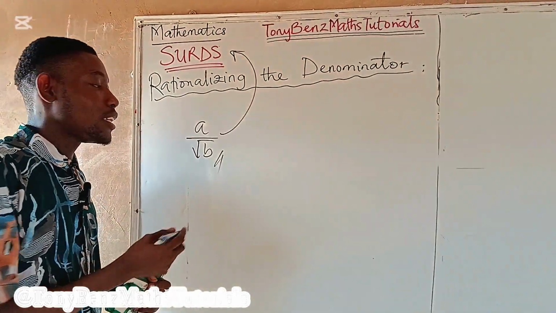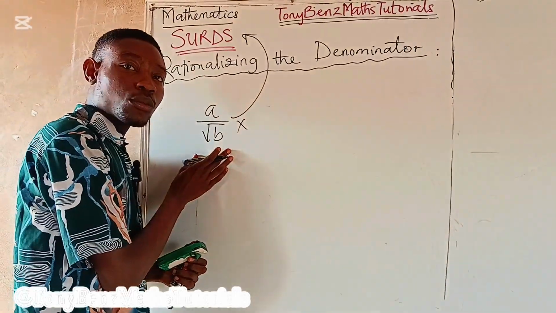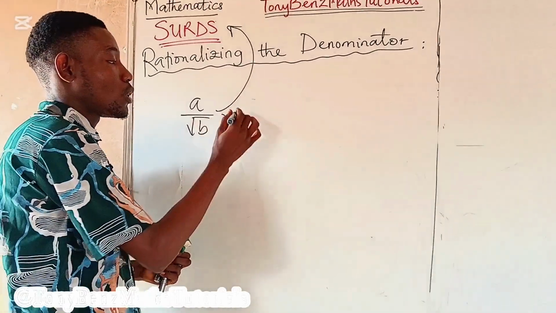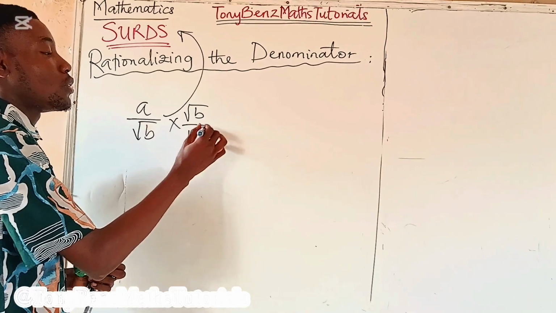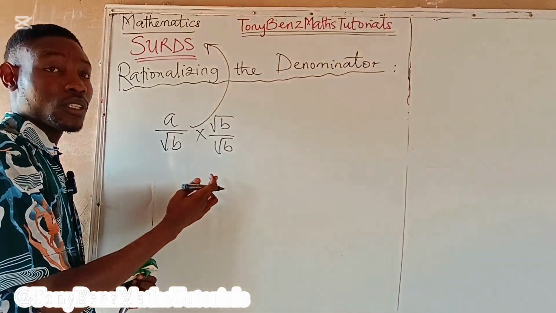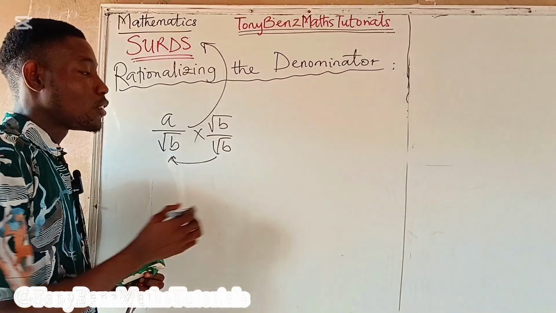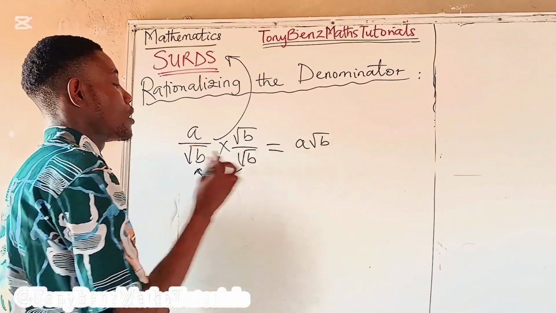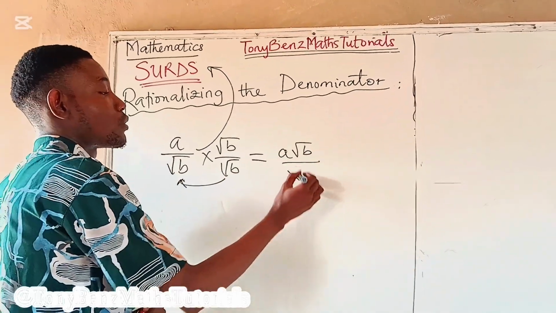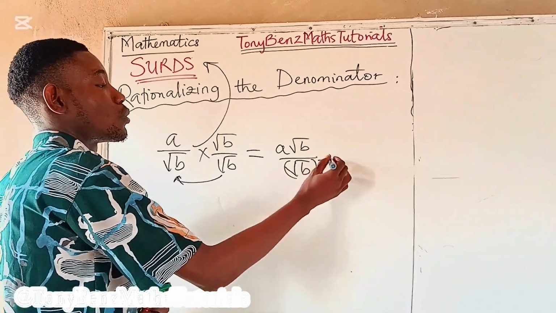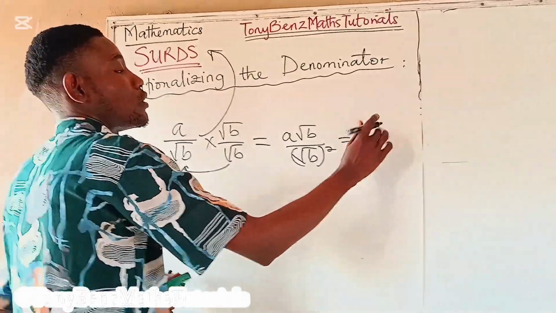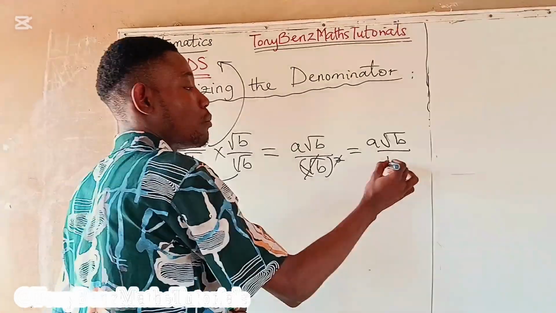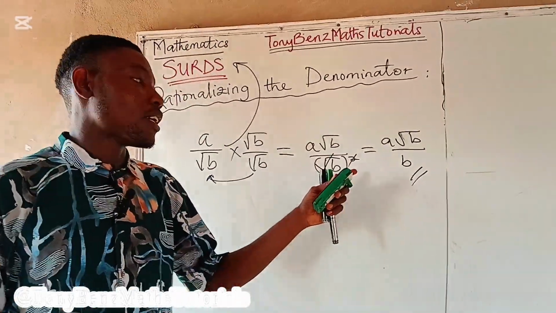How are we going to rationalize this denominator now? We are going to multiply the numerator and the denominator with the denominator, which is square root of b over square root of b. Mind you, square root of b over square root of b is still 1, that means you still go back to this guy. So what are we going to have? A times square root of b will have a root b. Now square root of b times square root of b will have square root of b all square, and same thing as a square root of b all over b. Now square root will go with square. Now it is good to leave your answer in this form.